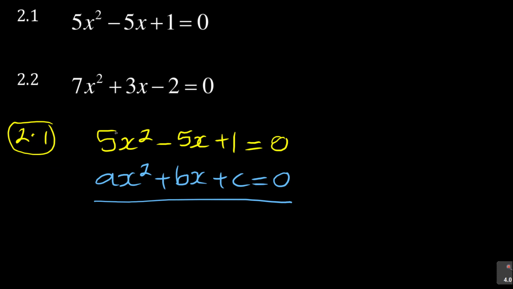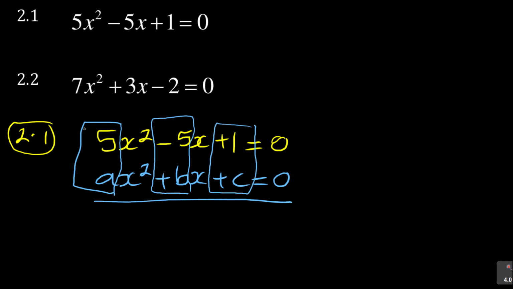Why are you doing that? So that you can match. This x squared is called the coefficient. So the coefficient of x squared here is 5 and here it's a. Then the coefficient of x, it's minus 5, and then it matches b, and then c is the constant there. Are you seeing that? So you're able to say a is equal to 5, b is equal to minus 5, and c is equal to 1.